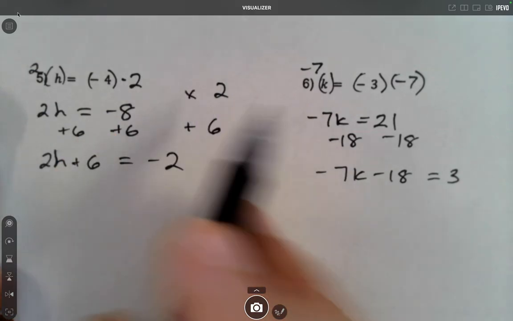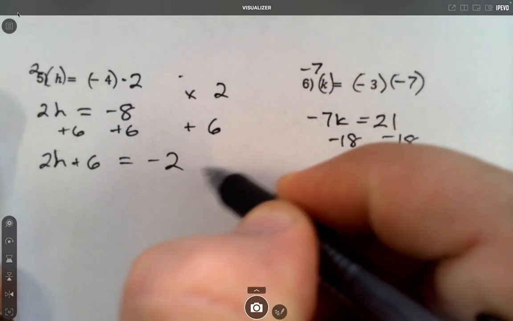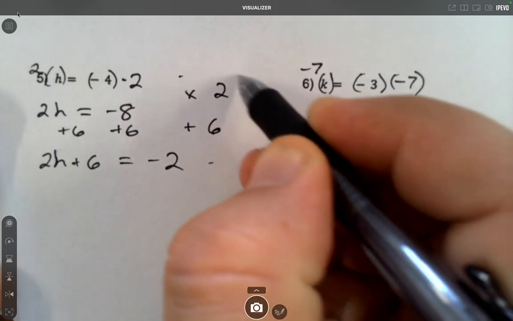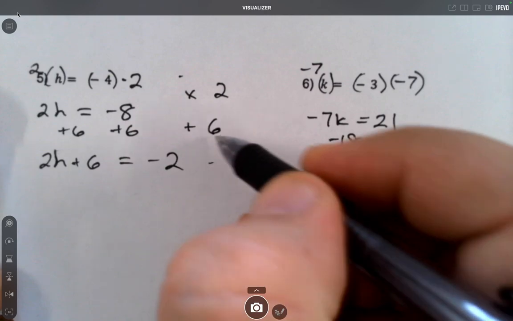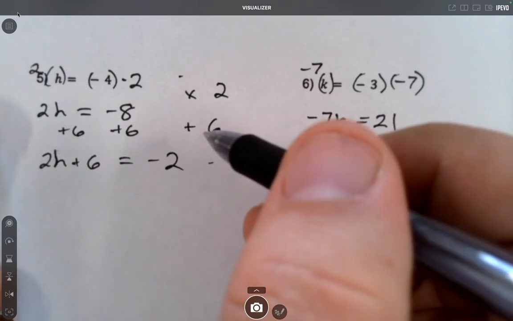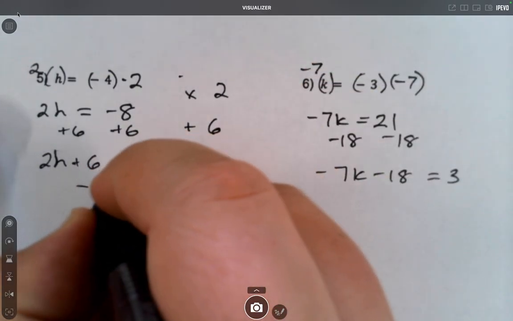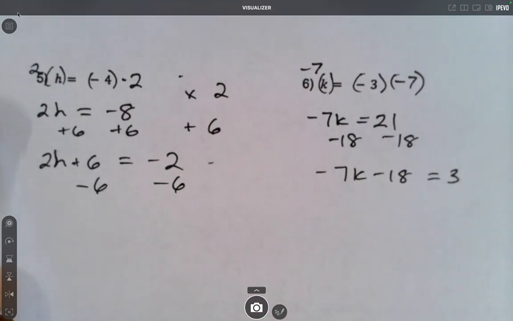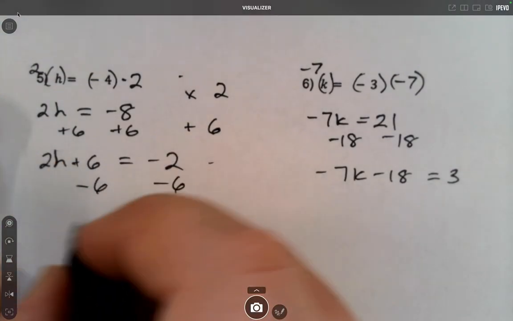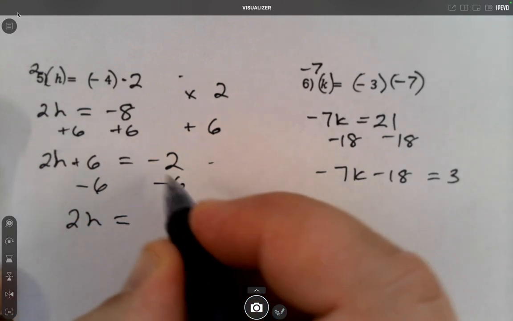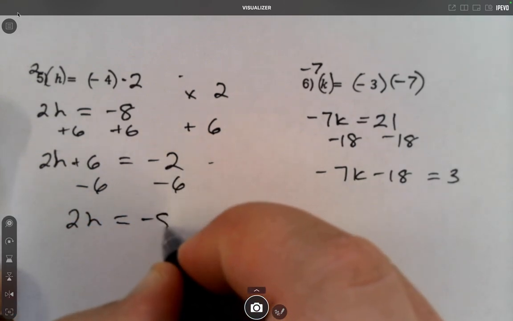So as he started up here and moved down here, we're essentially trying to start here and move back up this way. So as we cross back up, the last thing he did was add 6. So that means the first thing we should do is subtract 6 from both sides. So 6 minus 6 is 0. 2h plus 0 is 2h. Negative 2 minus 6 is negative 8.